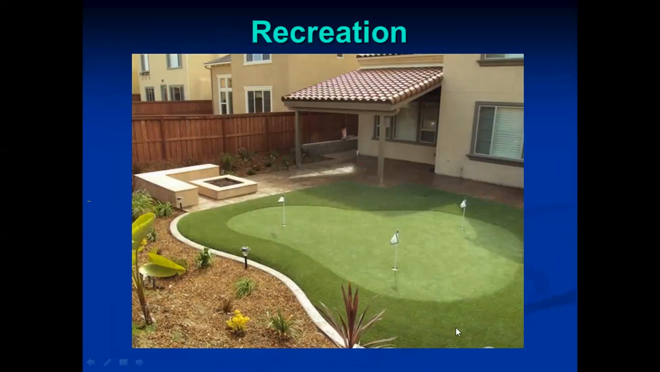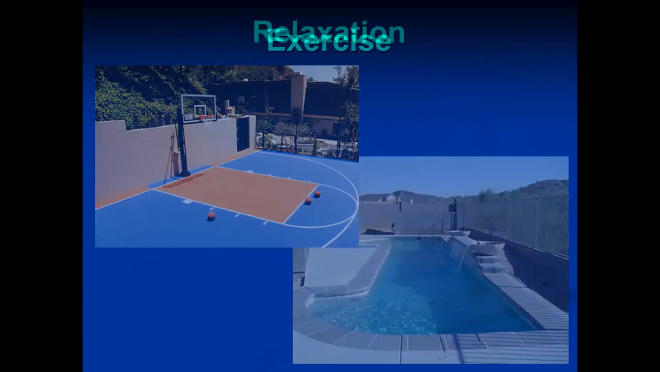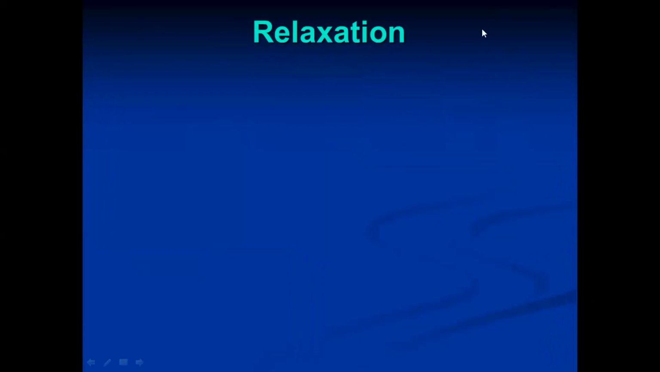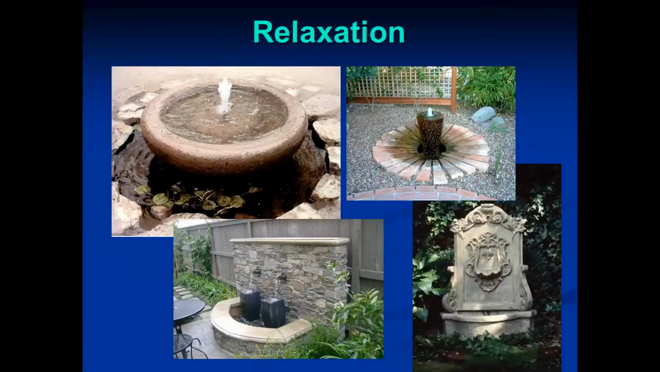Recreation. This person obviously likes golf. So they've got their own putting green. For exercise, you can have your own basketball court or lap pool. And relaxation. I think most of us would really like to have a place to just come home and just unwind. And there's nothing like the sound of water to help you do this. A bubbling fountain. These are pretty easy to maintain.